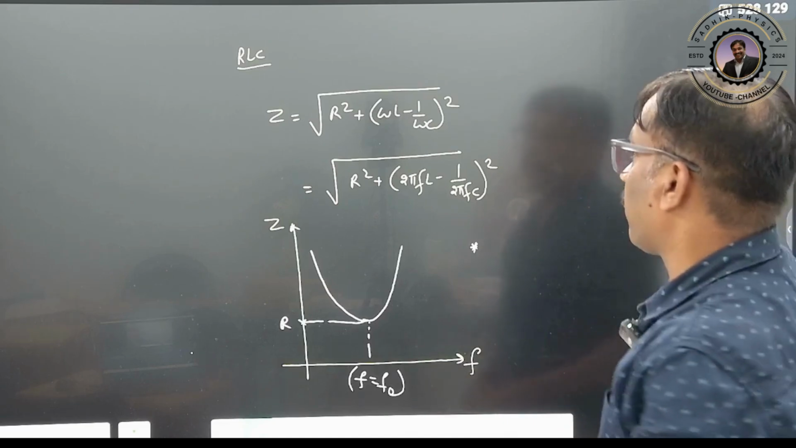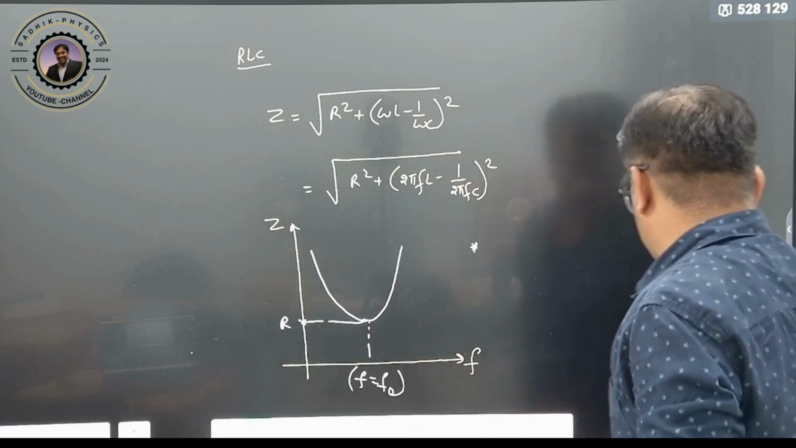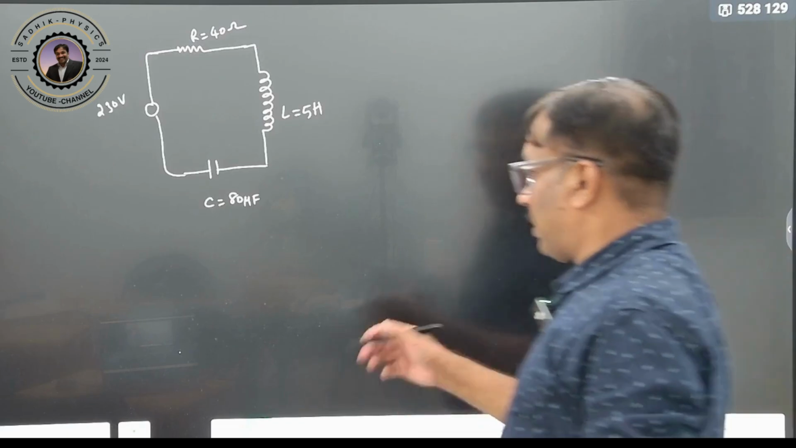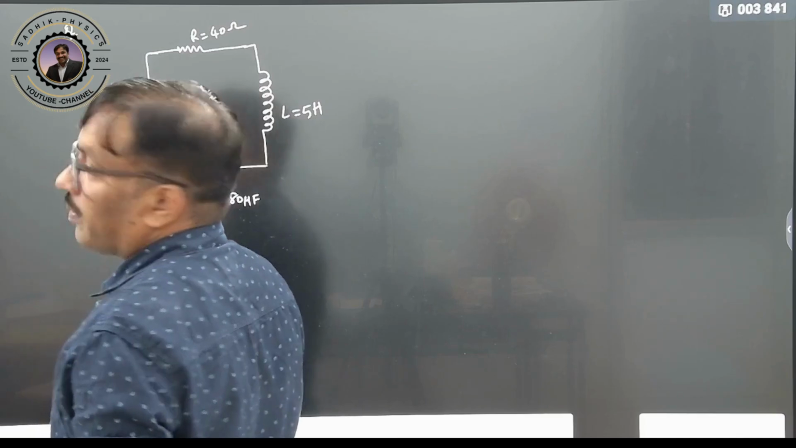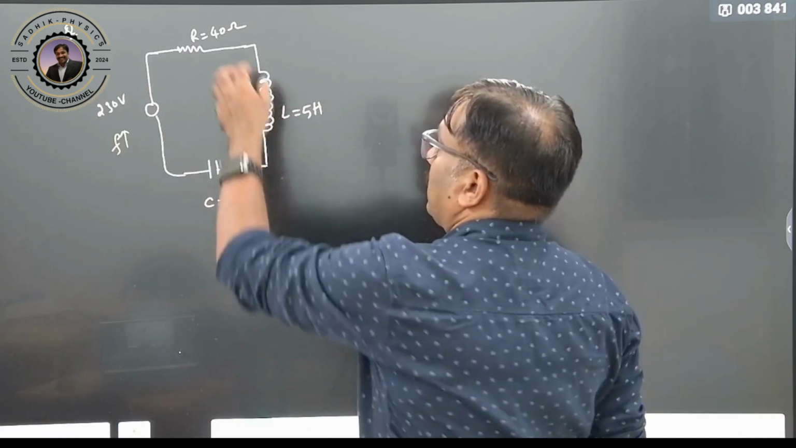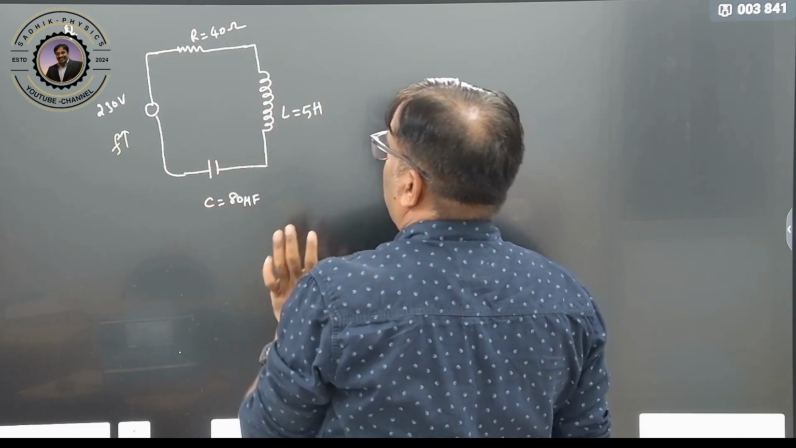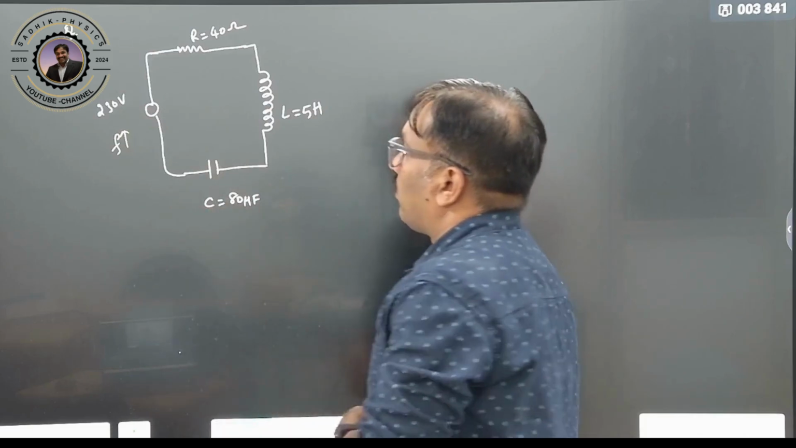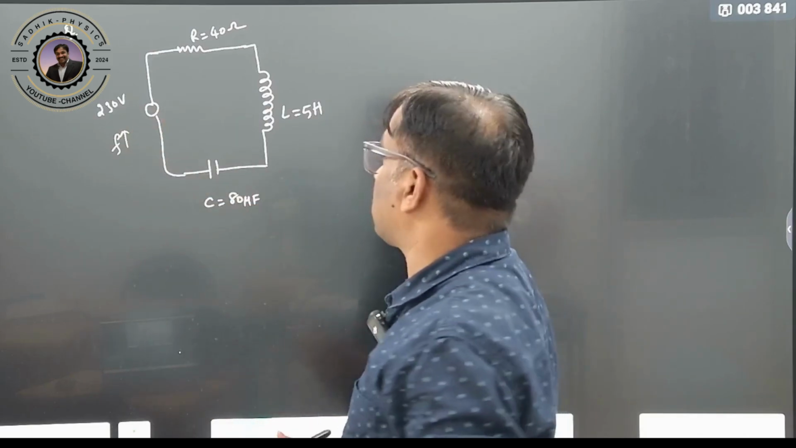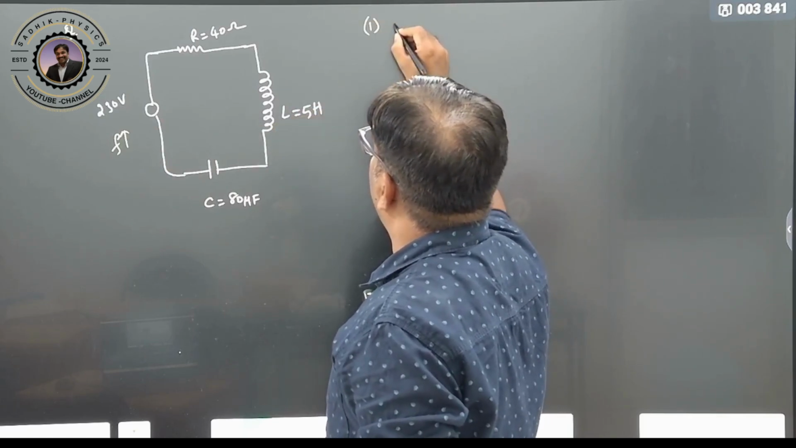Now let us see different questions and some problems we can do. Let us see one question on this. Here there is an RLC circuit given, with variable frequency. The resistance is given as 40 ohms, and these are all connected in series. Inductance is 5 Henry, capacitance is 80 microfarad. So the frequency is changing, not constant. When the frequency is changing, we have to calculate what happens at the resonating frequency.